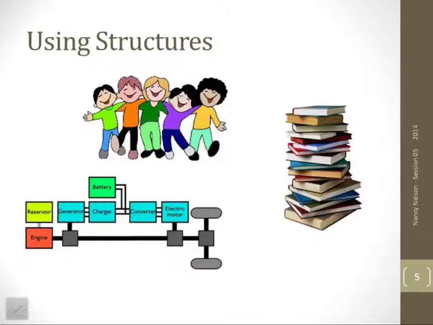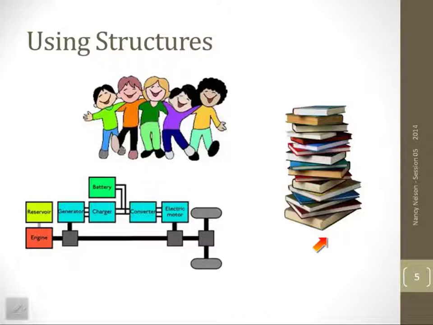Structures are types of aggregate data structures that allow us to group different types of information. So say, for example, we wanted to keep track of information about a class. We could have students' names, we could have their grades, we could have their home address, we could have an email contact, all of which are different types of information. And a structure is the perfect data type to use for that.